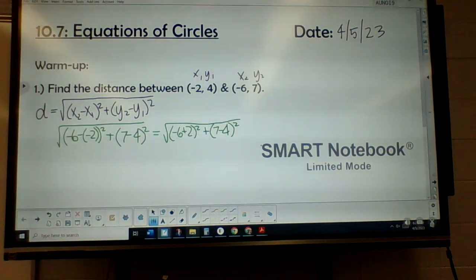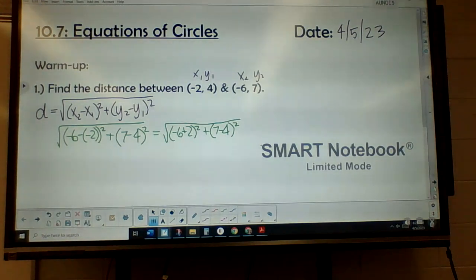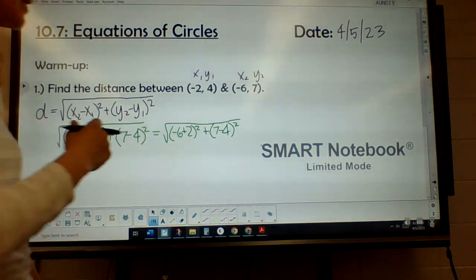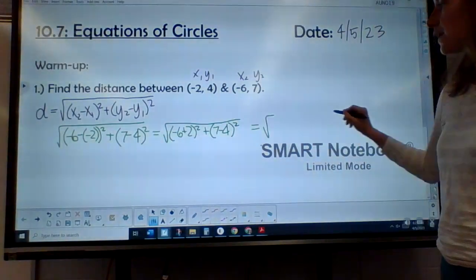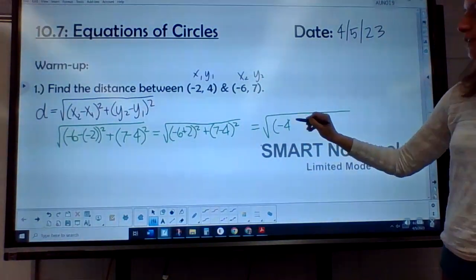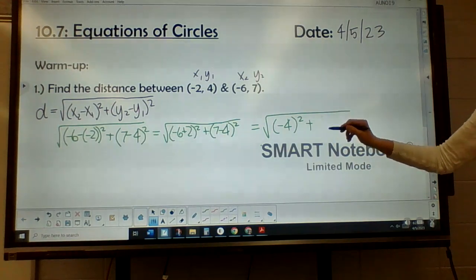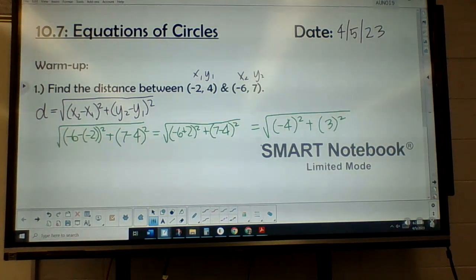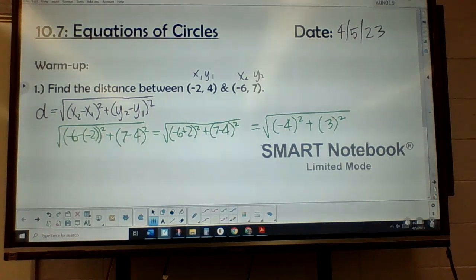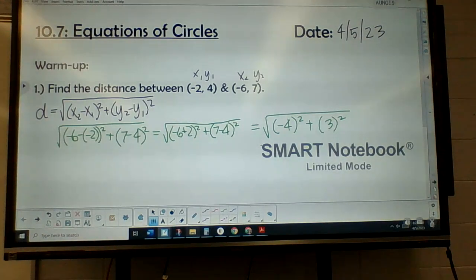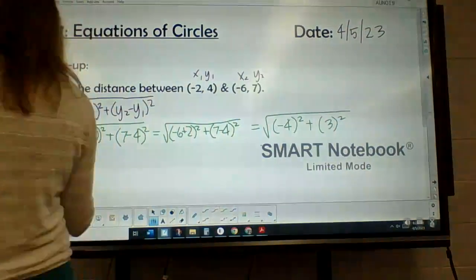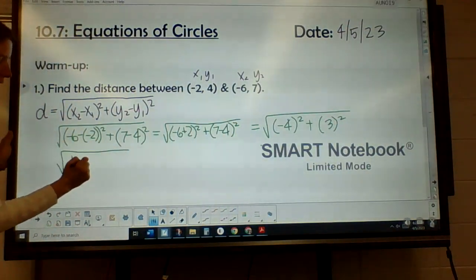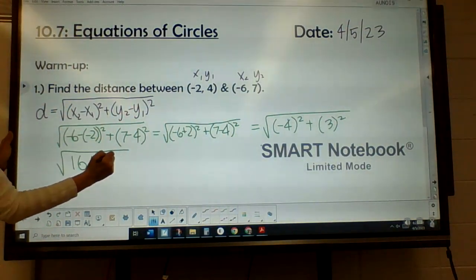Now when I do this, I do the parentheses before I square it. So I'm going to do negative 6 plus 2 first. Negative 6 plus 2 is negative 4. I'm going to square that. 7 minus 4 is 3. I'm going to square that. But now careful, when you square a negative, it always becomes positive. If you just put it into your calculator without any parentheses, it's possible your calculator does that wrong, so careful. Negative 4 times negative 4 is a positive 16. 3 times 3 is 9.